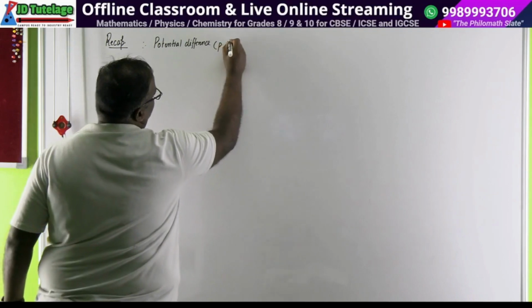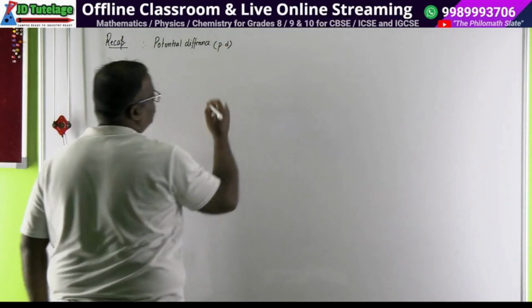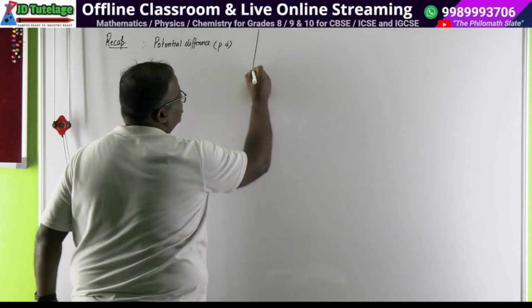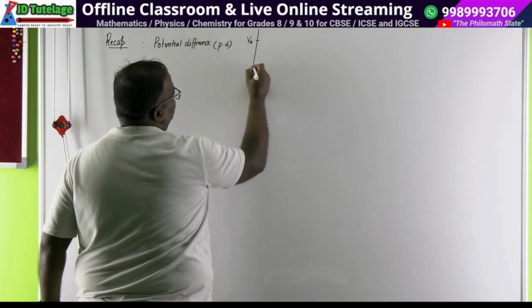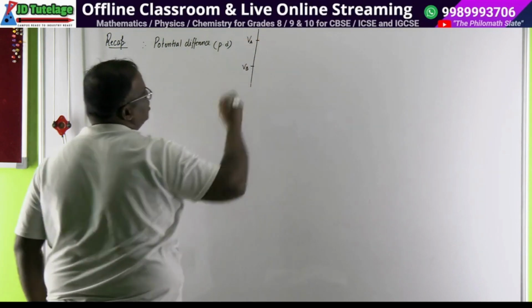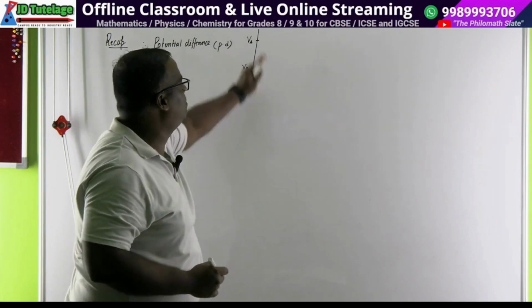PD, and that's how we'll address it throughout the course. And we said that when you talk about potential difference, suppose this is a potential bar, so you have one point, say VA, and you have one point as VB. So the potential of VA is always higher and the potential of VB is lower. This is the potential bar, just to understand.